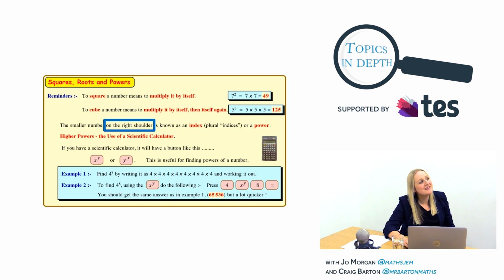Yeah. But the word shoulder really confused me there. But I do think it's worth talking about indices and index and the plural, and specifically talking about what we mean by a plural.